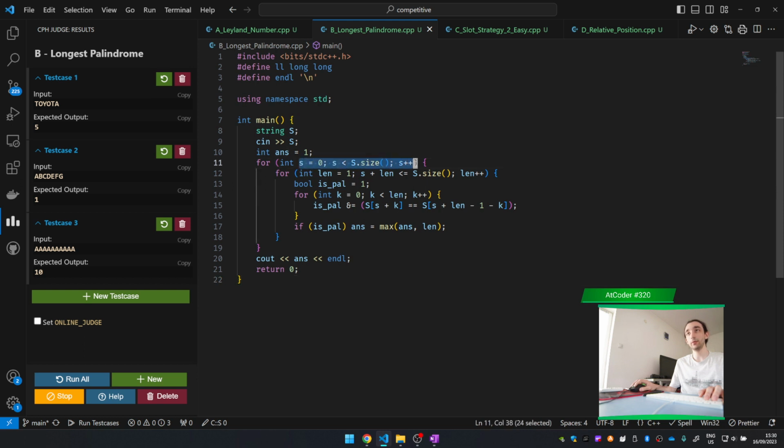So what I do is start from some starting position, and then brute force all of the lengths: length 1, length 2, all of the lengths. Then I check if that's a palindrome. If it is, then the answer is maximized with this length. Quite simple. How you check it: s plus k, where k is the offset in the substring itself, and s plus n length minus 1 minus k, from the opposite side. This substring has to be a palindrome in order to count.